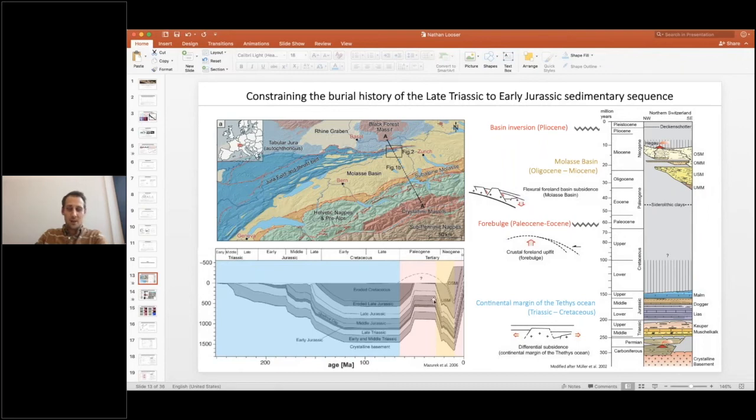Okay, so important for the thermal history that I will present is that we have two cycles of burial. First, burial due to ongoing sedimentation during the Mesozoic. We don't really know until when it lasted. Then a first cycle of erosion due to the forebulge, a second interval of burial because of the Molasse, and then final exhumation.